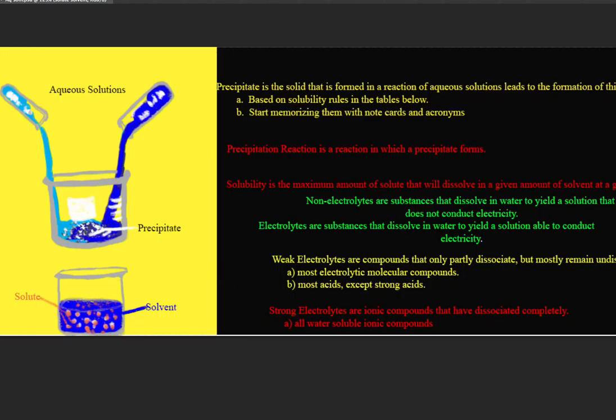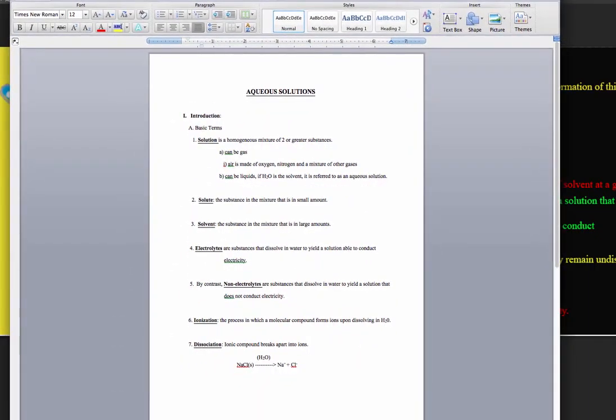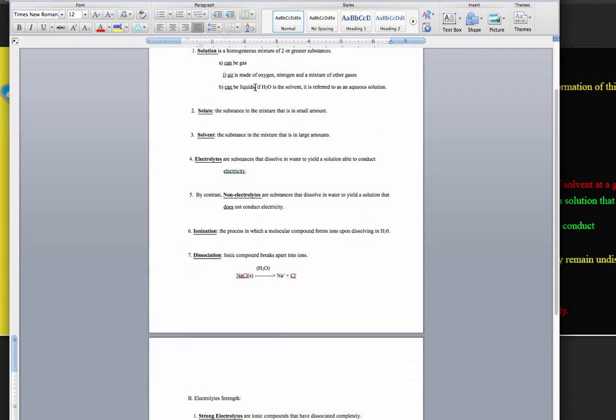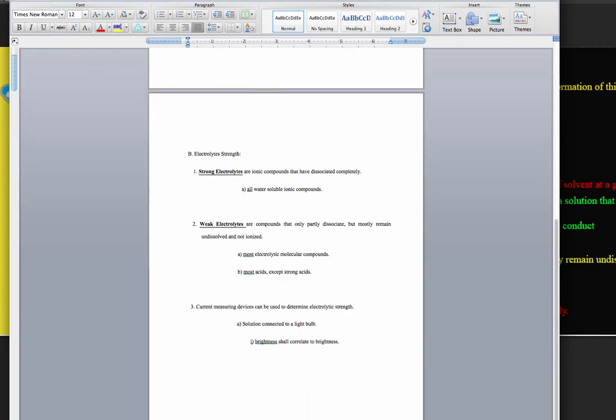That's basically it. You can find that solubility table on the destination education handout, as well as this aqueous solutions handout. Pretty much everything I gave you in this video will be there.